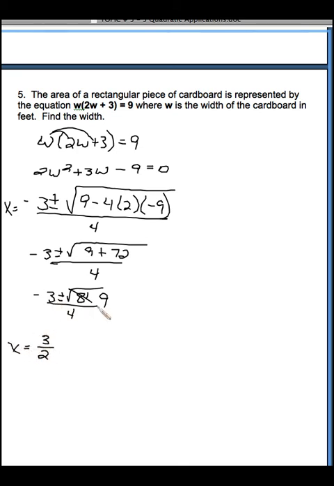Or negative 3 minus 9 is negative 12. So that's negative 3. Okay. And width can't be negative, so my answer is going to be 3/2.